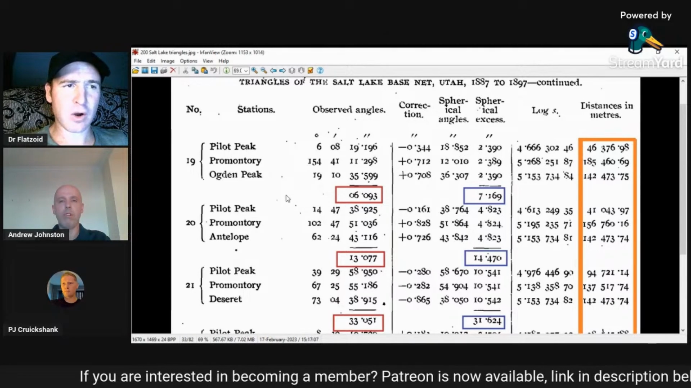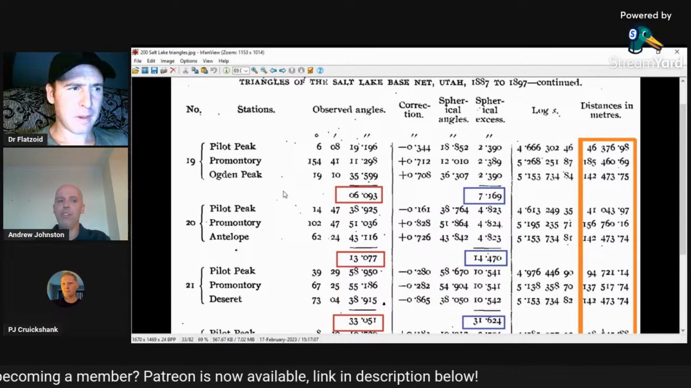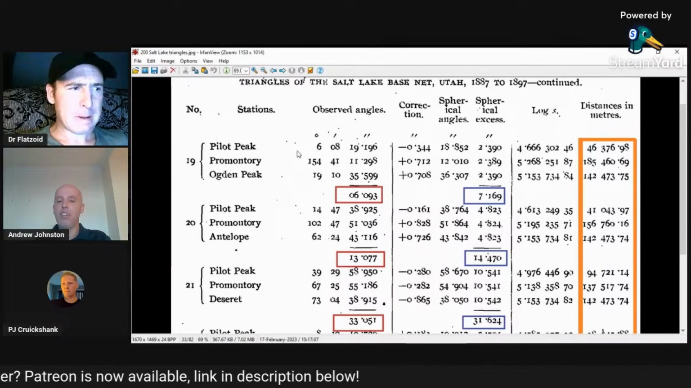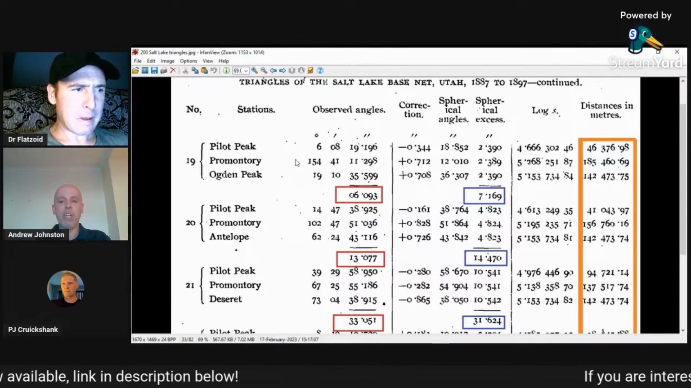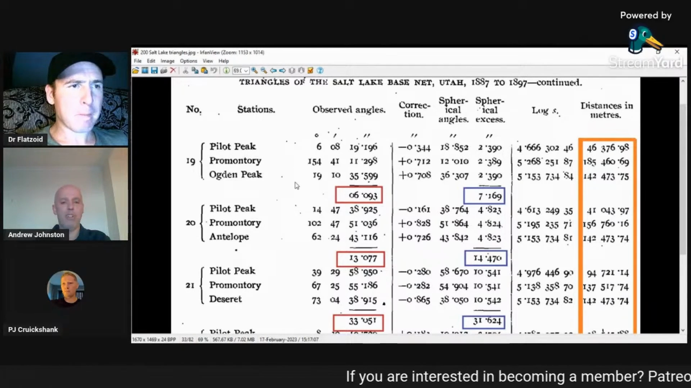Over what did you say? A horizontal distance, surface distance. No, the angles here are just the angles at each of those 3 locations, horizontal angles measured locally.